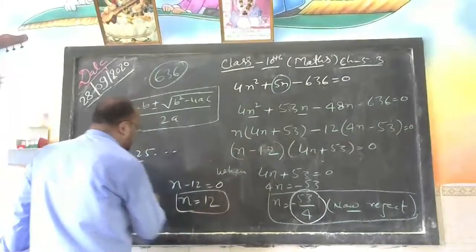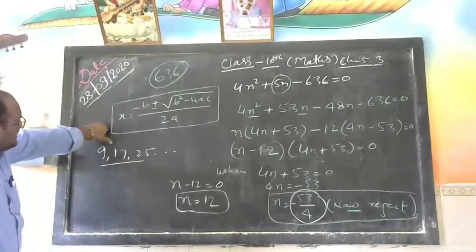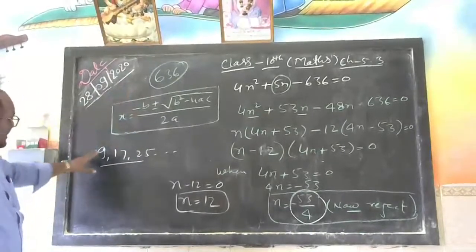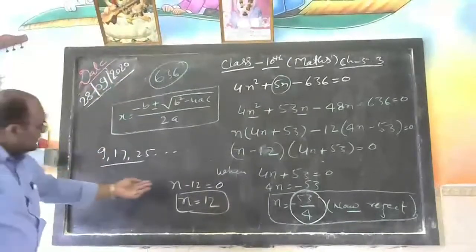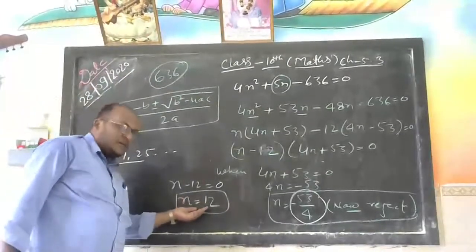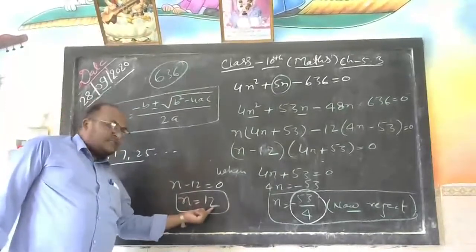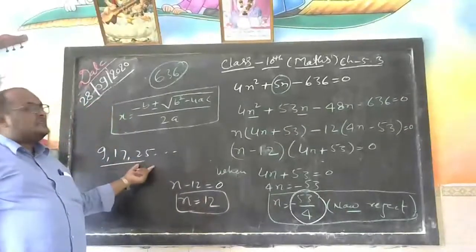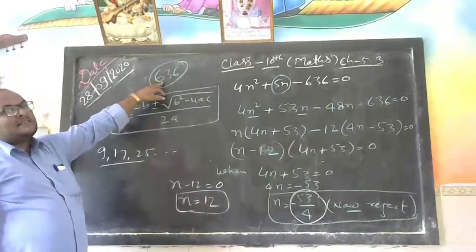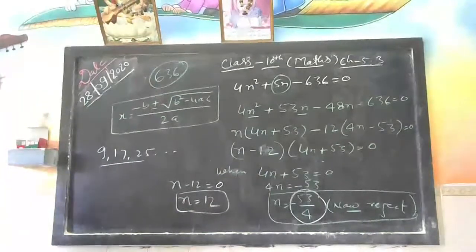So this is the required result, which means that the number of terms present in the arithmetic progression 9, 17, 25 and so on, whose total sum is 636, is 12. So the number of terms is 12, and the total sum of these 12 terms according to the series will be 636. This is your required result. Now let's see another question.